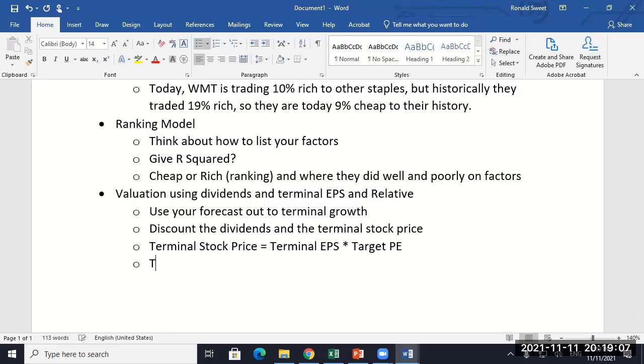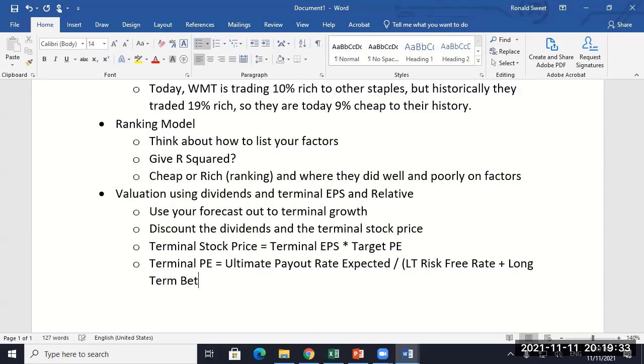And then your terminal PE is going to equal ultimate payout rate expected divided by long-term risk-free rate plus long-term beta times market risk premium minus g. Remember that formula from last week.